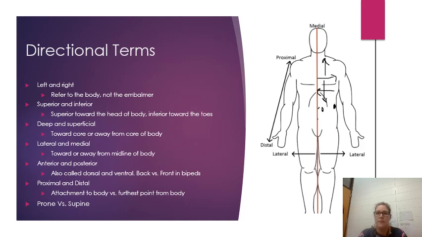Anterior and posterior. Anterior means the front of the body. Posterior means the back of the body. Proximal and distal mean attachment to the body versus something that's further from the body. So anything that attaches close to the body is going to be proximal to the body. Once you move away from that attachment, such as along an arm, you're talking about distal. And then prone means that you are face up in the anatomical position, laying on the ground. Supine means you're face down, laying on the ground.